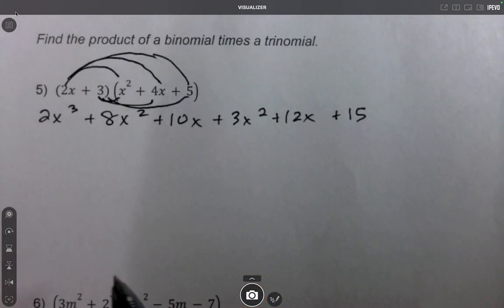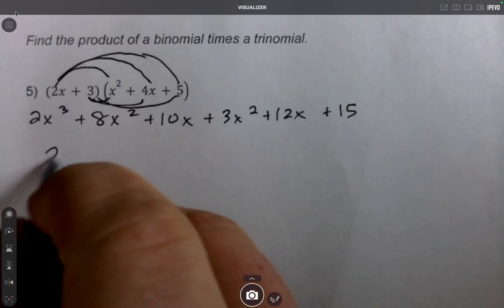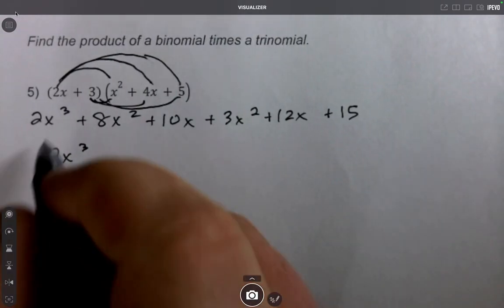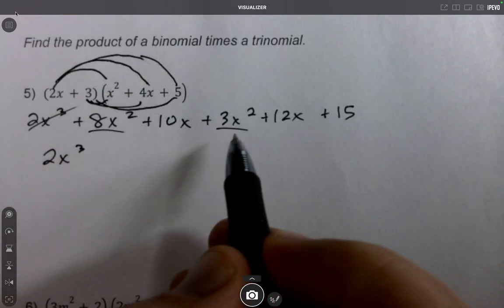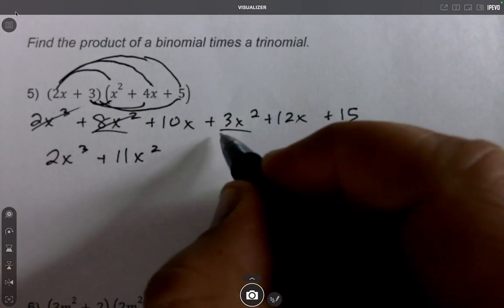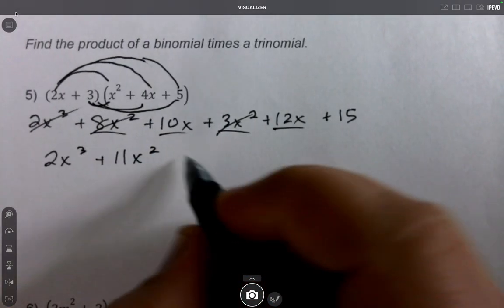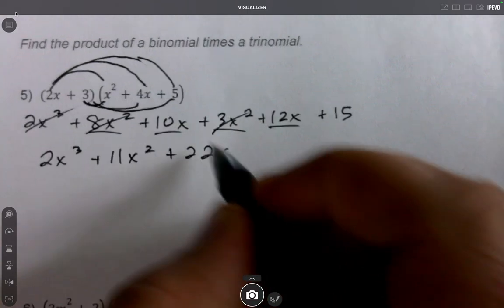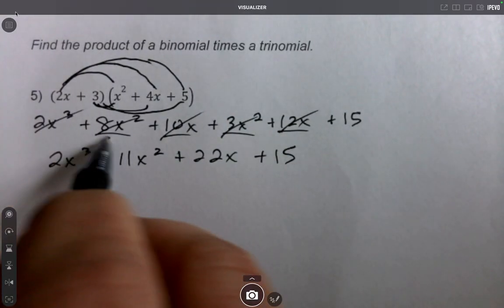But we're not quite finished. We do need to look for like terms. This is the only cubed term, so we'll just leave it as it is. We've got 2 squared terms. 8x squared and 3x squared makes 11x squared. 10x plus 12x gives me 22x. And this is the only constant, so it just stays as it is, plus 15.